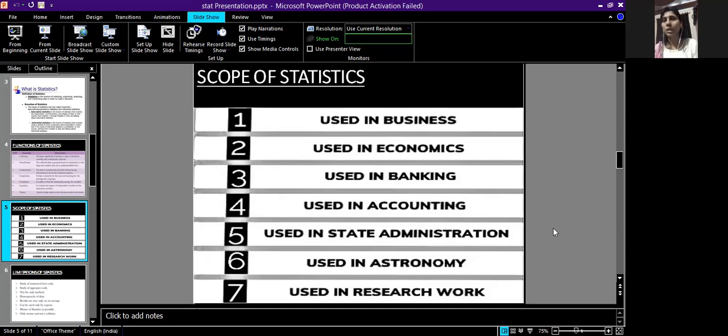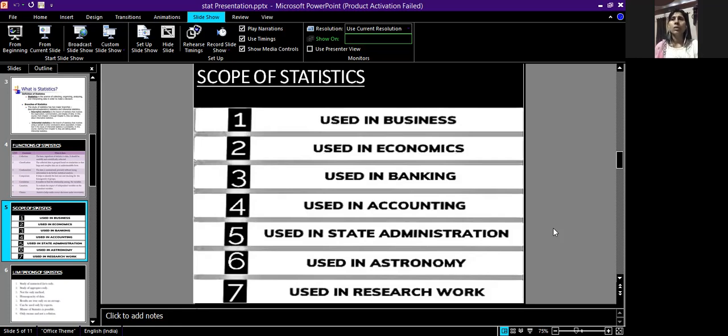In terms of state administration, the state wants to make policies. The state wants to work for the people, as an administrator. So for that, it needs to make some decisions, and those decisions can only work if they are based on factual analysis. And that factual analysis can be done with the help of this science called statistics.